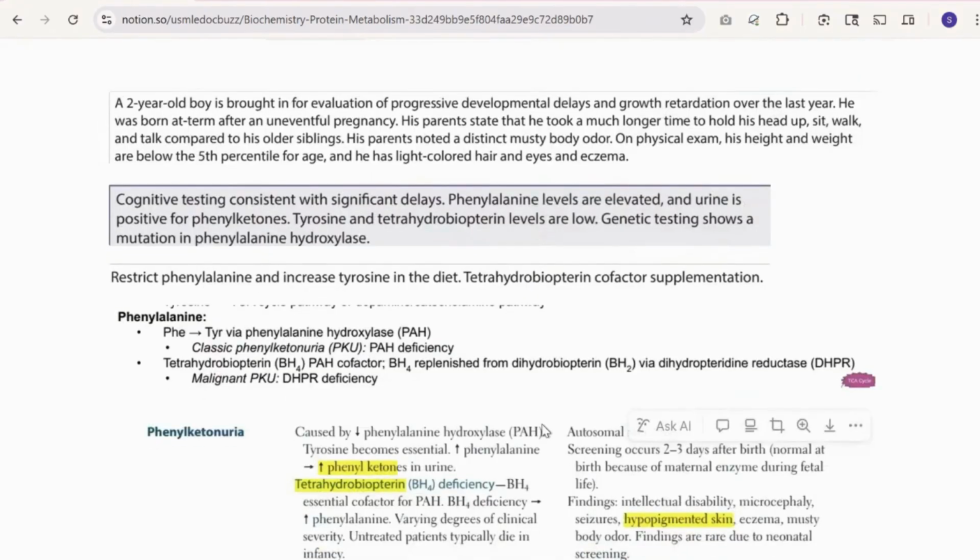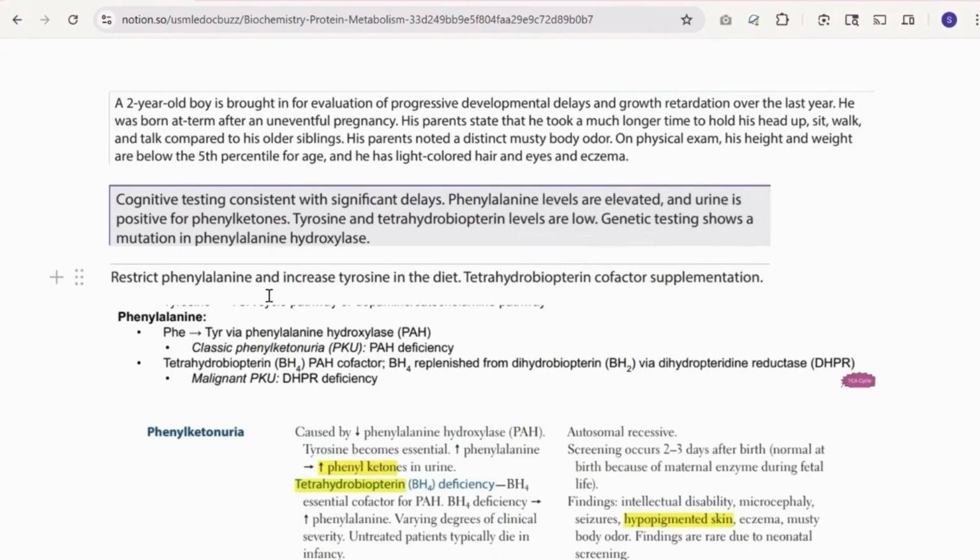Okay. Now we're going to finish up with the diseases section of it, right? So let's look at this case. I want you to pause it, read it, and understand it. Okay? Pause it now. All right. I hope you're done reading it.